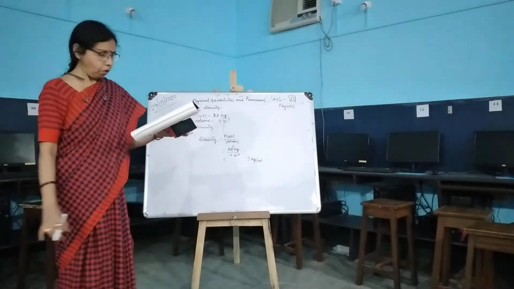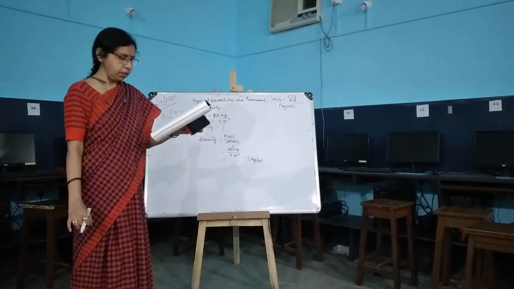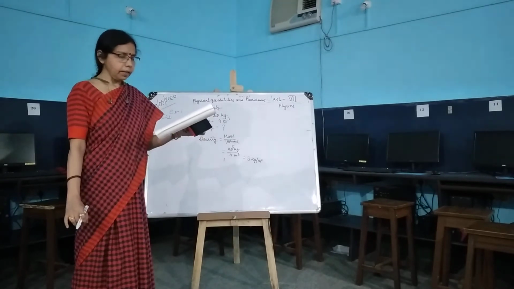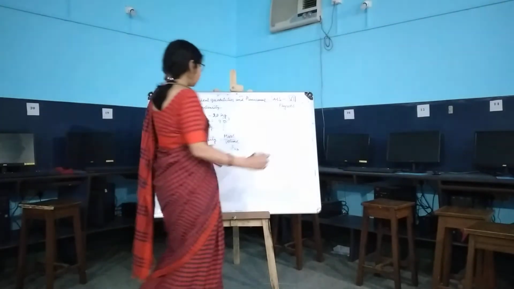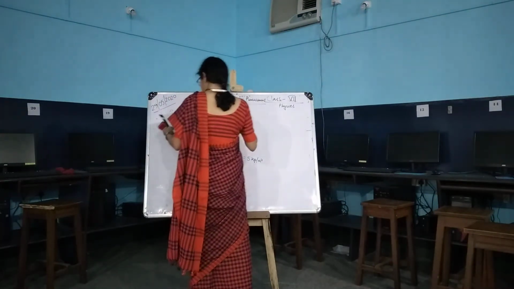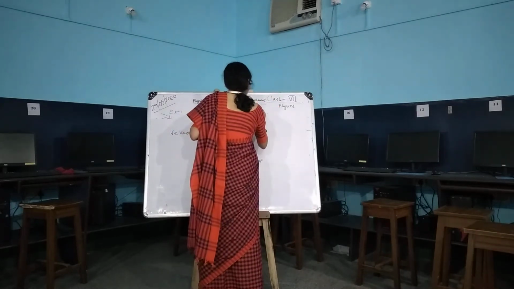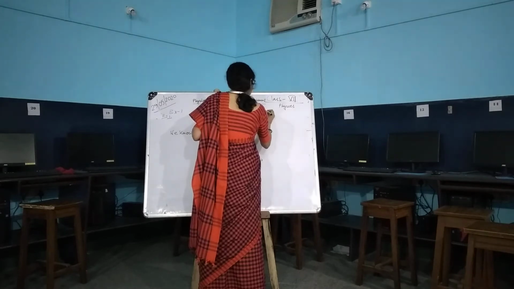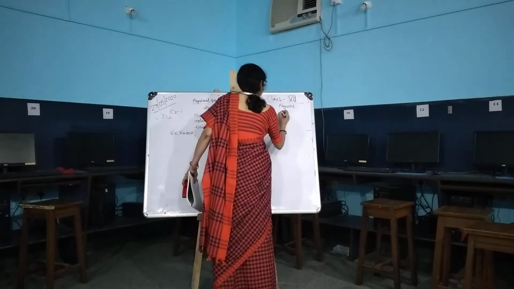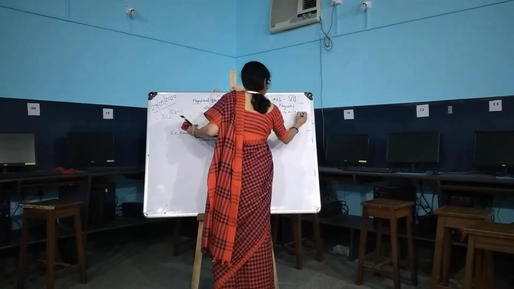The density of copper is given as 8.4 gram per centimeter cube. What will be the volume of 200 gram of copper? Next, number two. What is given in number two? Here, the density of copper is given: density is equal to 8.4 gram per centimeter cube.